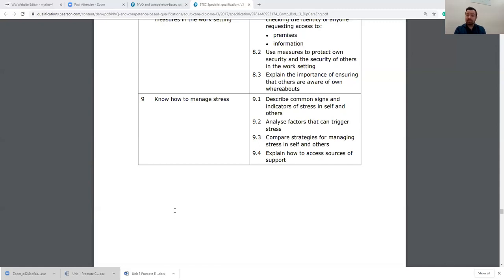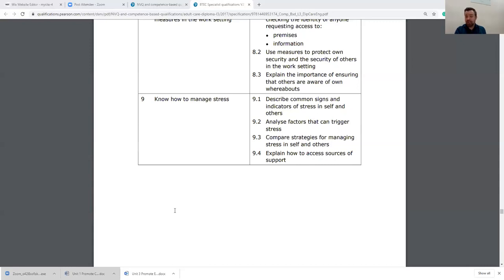9.2 is about analysing factors that can trigger stress. So it's about understanding we all have our limits. There's a great phrase about the straw that breaks the camel's back. So it's important you're aware of different factors that can trigger you. So again, it could be things such as working under pressure. It could be the fact that you're in a stressful environment, and it's about recognising those factors. Because when you're aware of your triggers, you're able to do something about it. You can go outside, take 5 minutes, maybe get yourself a cup of tea, come back and be able to cope in a better environment.